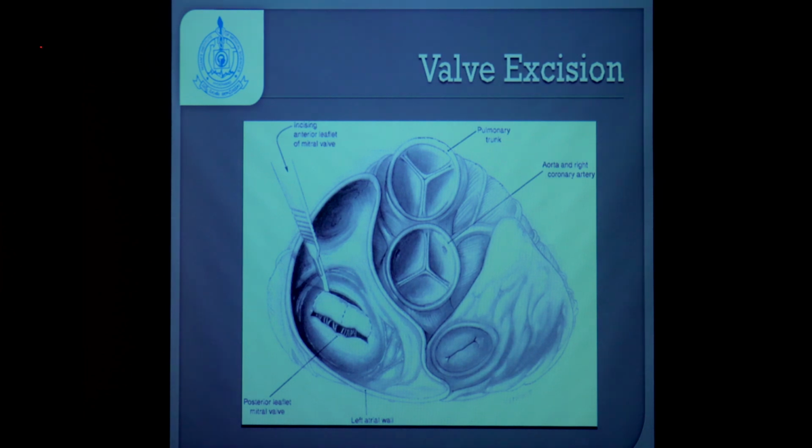So once we have inspected the entire anatomy, I generally prefer ligating the LA appendage. In around 80 to 90% of the cases, depending upon the size of the LA, I prefer ligating the LA appendage before I excise the valve, because in the next slide I'll show you how close the LA appendage can be to the mitral annulus.